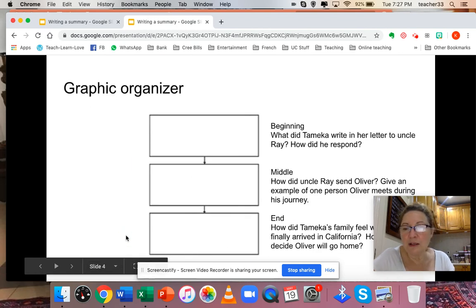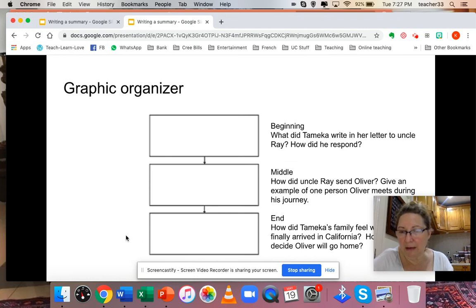Now, when you are telling the story and you are concerned about the beginning, the middle, and the end, you need to use the graphic organizer that is called a sequence chart. So for the beginning, you're going to tell me what did Tamika write in her letter to Uncle Ray? How did he respond? Now, of course, you're not going to say, Tamika wrote in her letter to Uncle Ray that she wants him to visit, because that's not the story. That's not how writers would begin, right? Writers would say, there was a little girl called Tamika and she lived in California. She missed her uncle, so she decided to write him a letter.